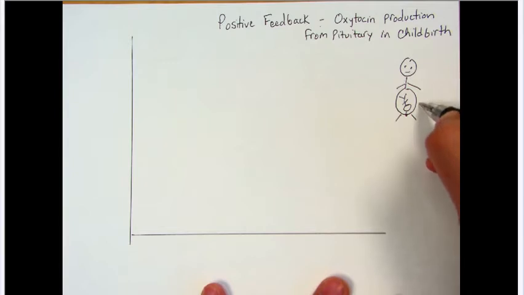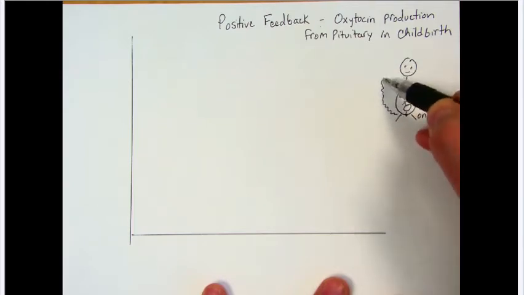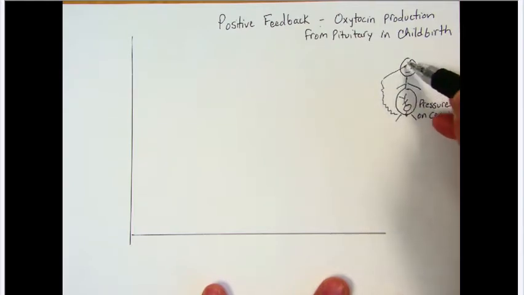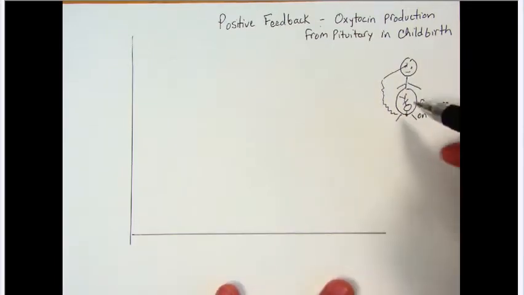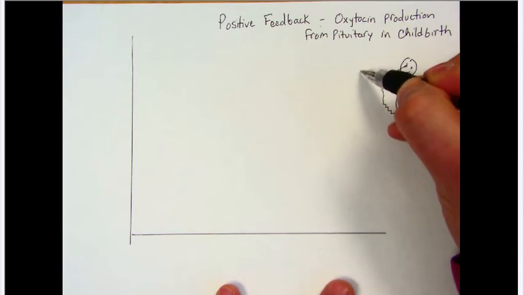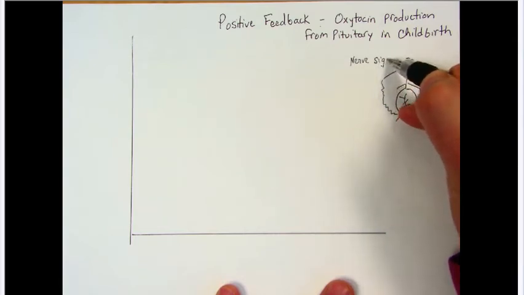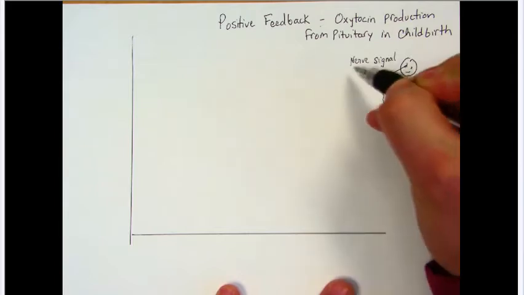All right, so pressure on the cervix is going to send a nerve signal, right? The mechanoreceptors that are found in there, they're stretch receptors, and they sense the stretching of that muscle tissue, and it sends a nerve signal to the pituitary.